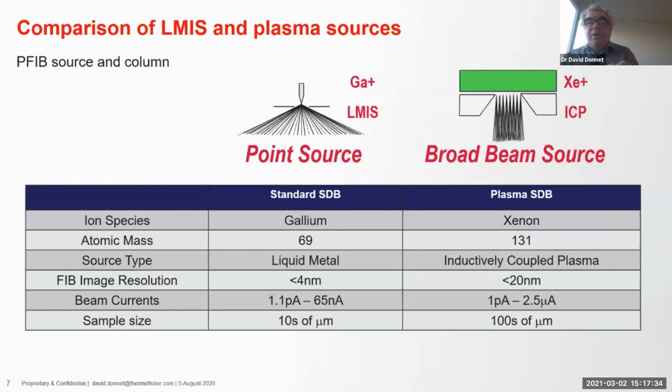However, if we look to the largest current that can be attained, that's somewhere between 65 and 100 nanoamps on a standard gallium, whereas in a plasma FIB, we can go up to 2.5 microamps. The result of that is that instead of being able to remove tens of microns of material in a cross-section, we can remove hundreds of microns.